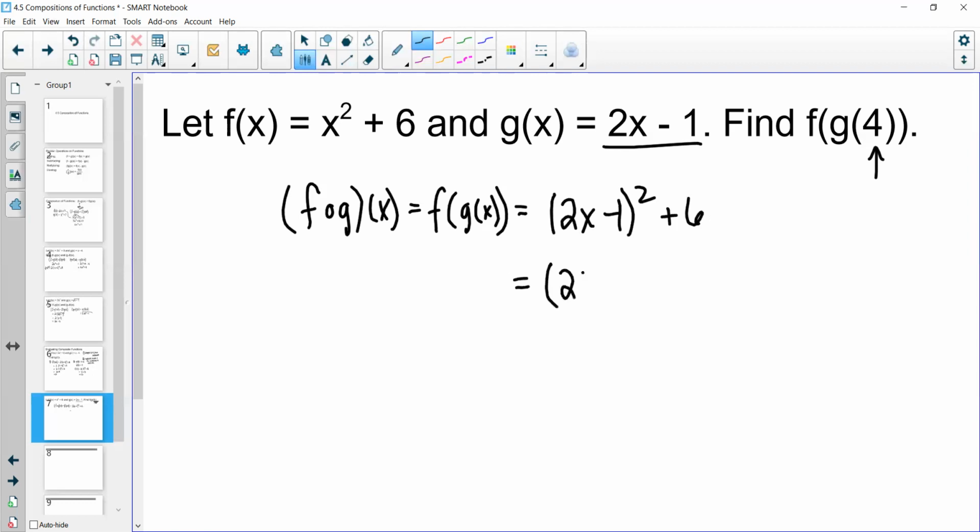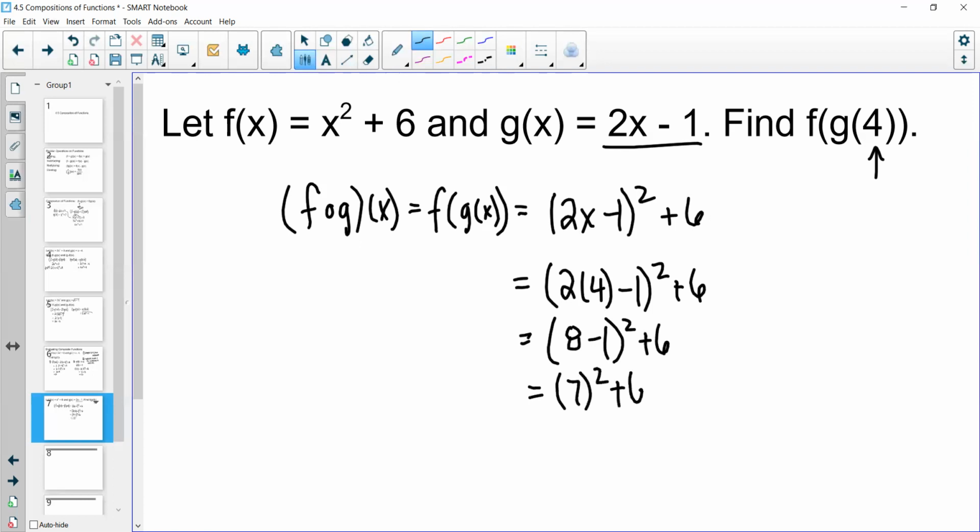So this means I have 2 times 4 minus 1 squared plus 6. Well, 2 times 4 is 8. So we've got 8 minus 1 squared plus 6. 8 minus 1 is 7. So we've got 7 squared plus 6. And that is 49 plus 6, which equals 54. Fantastic. Okay, so again, that method works.